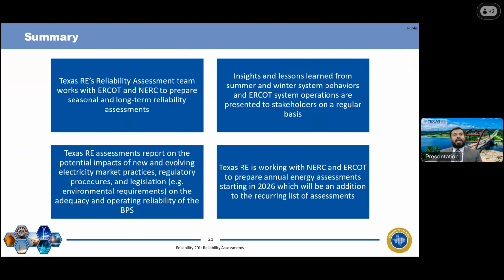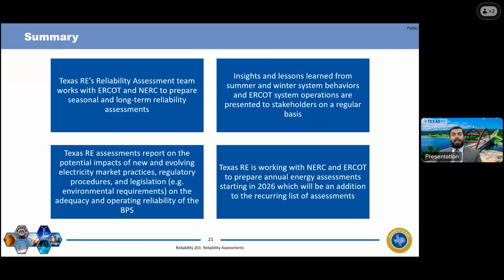As we know, our electric grid is evolving constantly. With this evolution, our electricity market practices, regulatory procedures, and legislation are also changing. We report on their impact on the adequacy and operating reliability of the bulk power system.